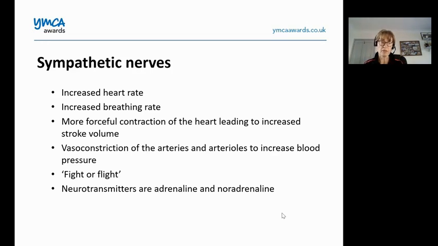These are the chemicals that are transferred between one nerve ending and the receptors of another nerve, and we'll be looking at this later. But that's quite an important part, remembering that adrenaline, if you think about when you're nervous, you have a lot of adrenaline. So that's the neurotransmitter that we need to remember for our sympathetic system.